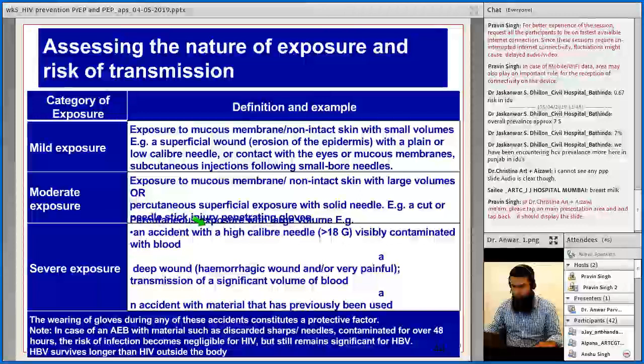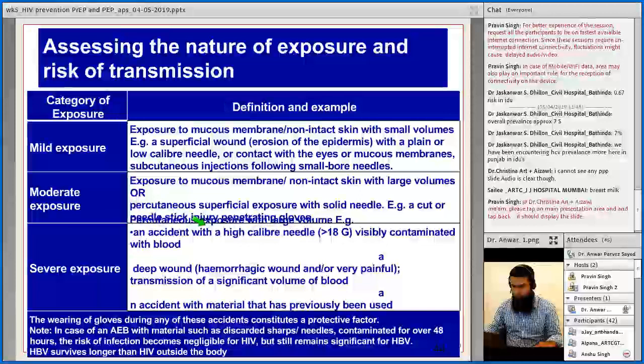Consult a designated physician for reporting the exposure. So it actually depends on the exposure. It may be mild, moderate, or severe. Mild is exposure to mucous membrane, like suppose you are doing some kind of pleural tapping and the tube gets disconnected from the middle and there is a splash of the fluid to your eyes. That is a kind of mucous membrane exposure.